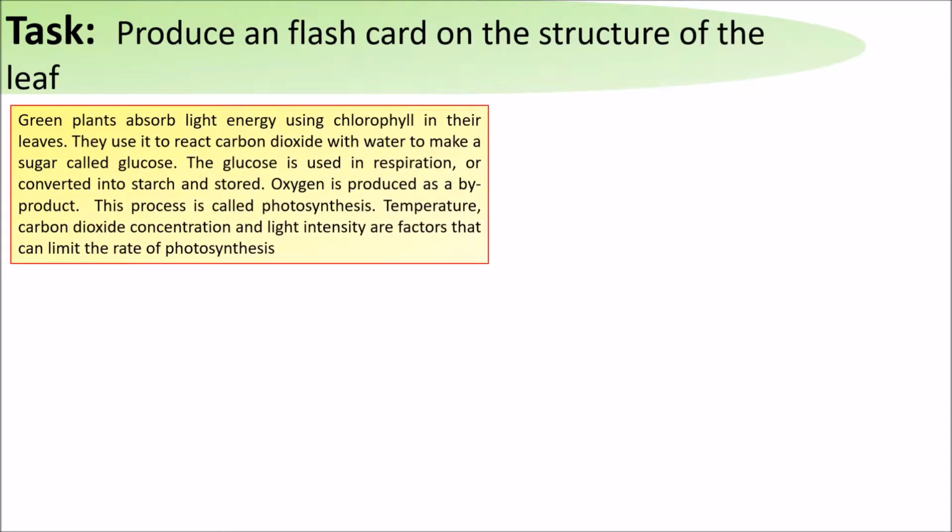So it's worth remembering that green plants absorb light energy using chlorophyll in their leaves. They use it to react carbon dioxide and water to make sugar called glucose. The glucose is then used in respiration or converted into starch and stored. Oxygen is produced as a byproduct. This process is called photosynthesis.